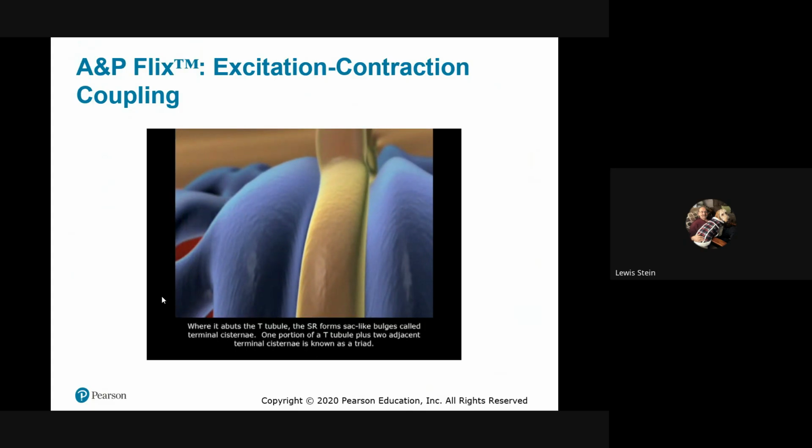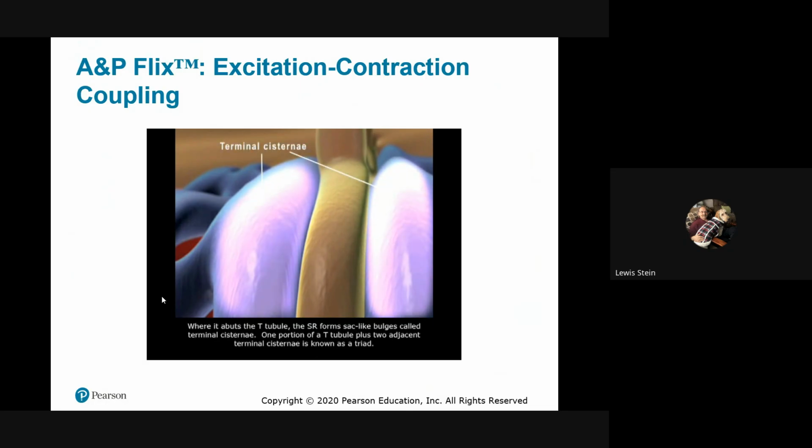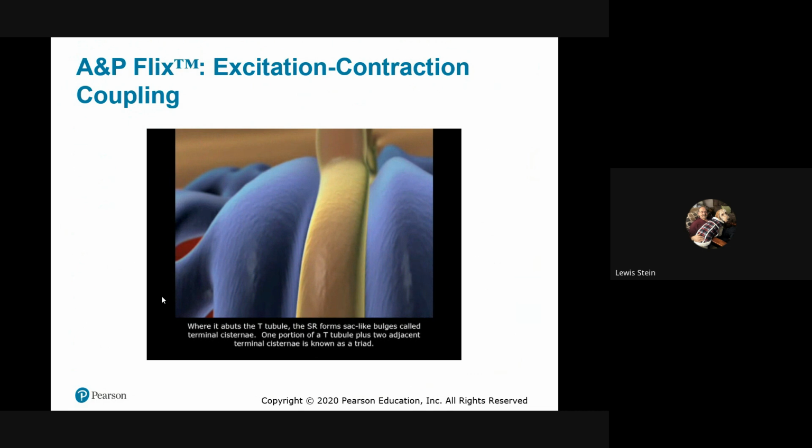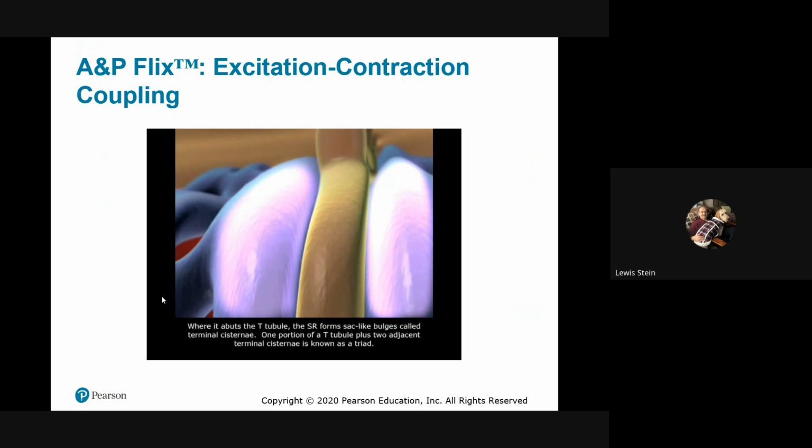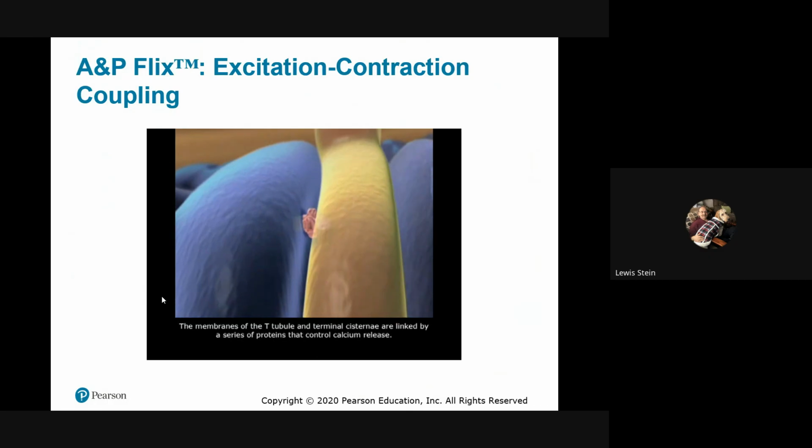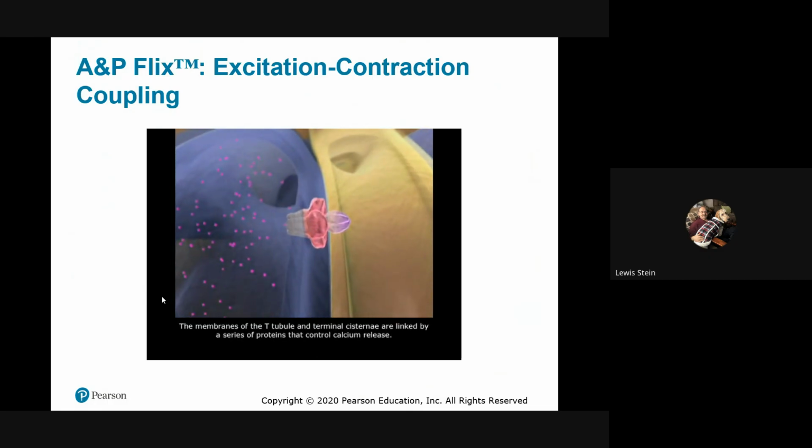Try it. Where it abuts the T-tubule, the SR forms sac-like bulges called terminal cisternae. One portion of a T-tubule plus two adjacent terminal cisternae is known as a triad. The membranes of the T-tubule and terminal cisternae are linked by a series of proteins that control calcium release.